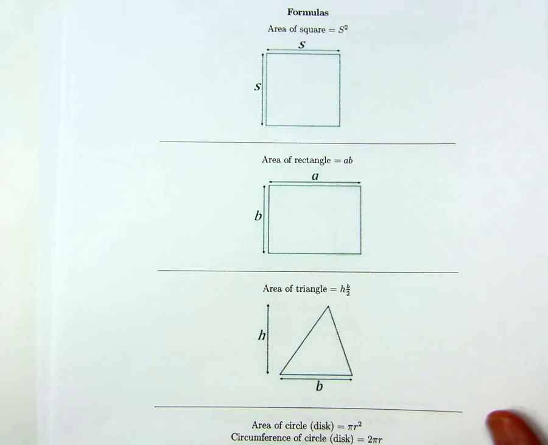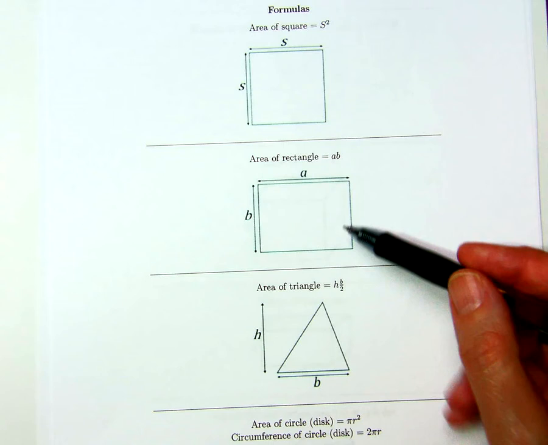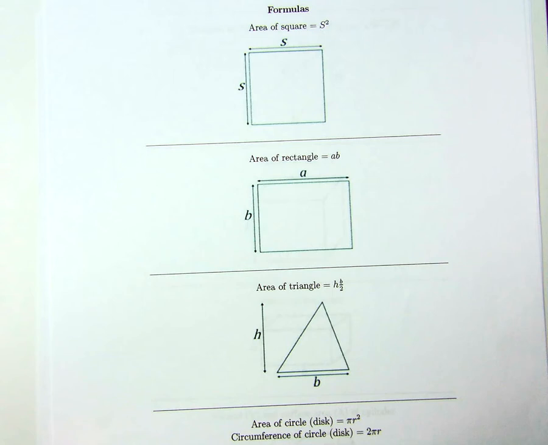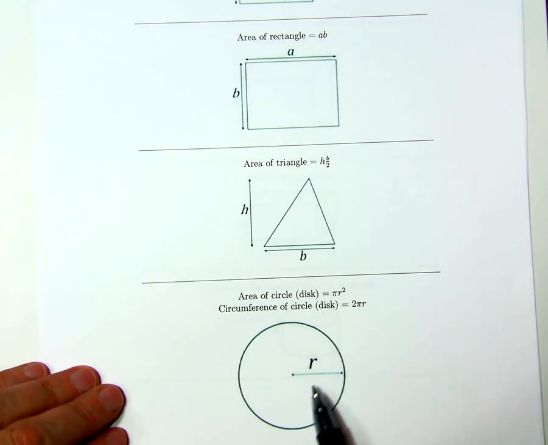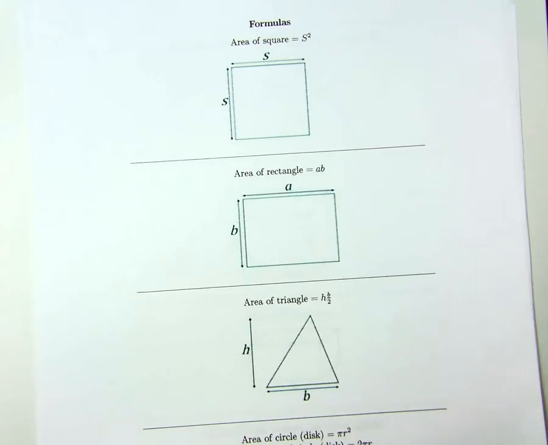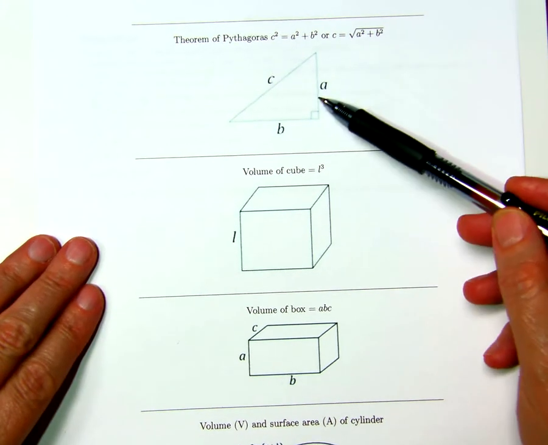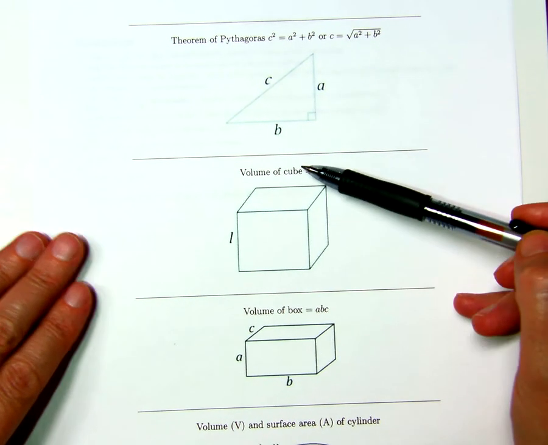The basic formula is the area of a square is s squared. Area of a rectangle is the length by the width. Area of a triangle is half the base by the height. The area of a disk, the interior of a circle, is pi r squared, where r is the radius, and the circumference is given by 2 pi r, where r is the radius. Pythagoras' theorem says that if you have a right-angled triangle, the square on the hypotenuse is the sum of the squares on the other two sides.